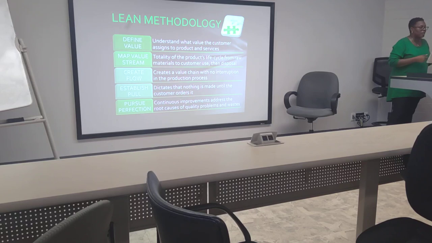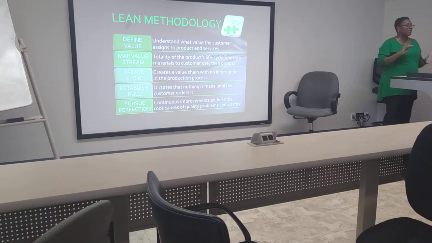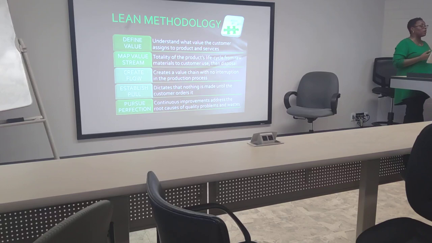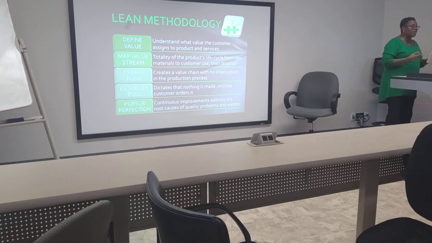Creating flow. So it creates a value chain with no interruptions in the production process. So after you do your value stream map and find the gaps, then you create this flow that you don't have any issues in to make sure that you're eliminating waste. Establish a pull. So nothing is made until the customer orders it to reduce costs. This is the same for you're not going to fill a prescription until the patient calls for it, right? And then pursue perfection. Continuous improvement addresses the root causes of quality problems and waste. So this is a cycle. So Lean is about defining the value, doing the map value stream, creating the flow, establishing the pull, and then pursuing perfection over and over and over, okay?